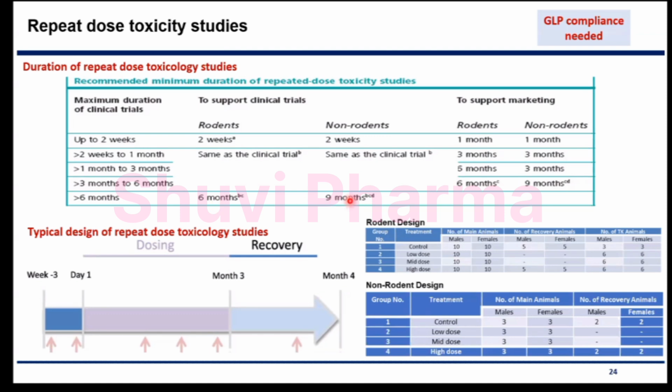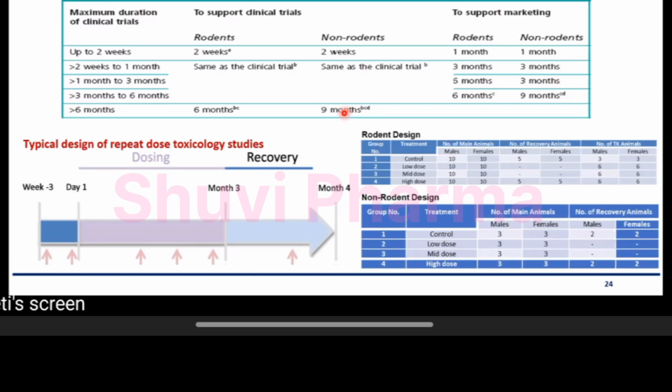Even if your drug is intended for 10 years for diabetes treatment or 20 years in human, you still don't have to do it for 10 years in animals.